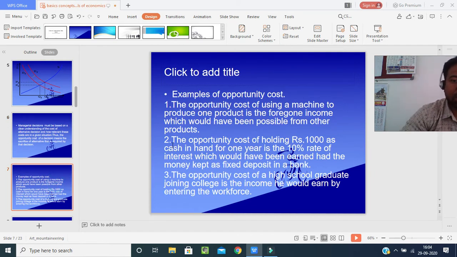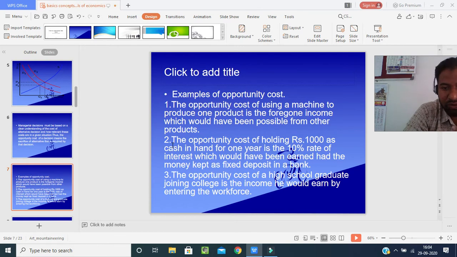The opportunity cost of using a machine to produce one product is the foregone income which would have been possible from other products. That means with the machine which we are using, if it is not useful for other products, then what is the use of that? Another example is there.